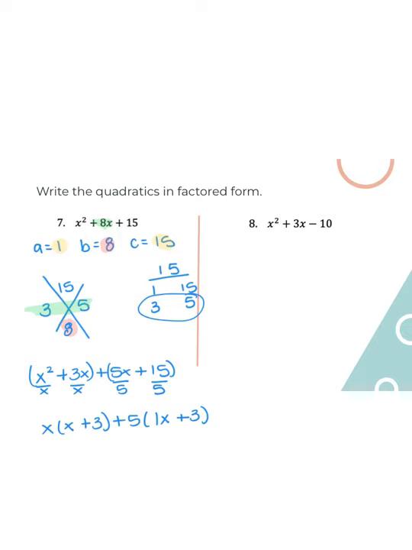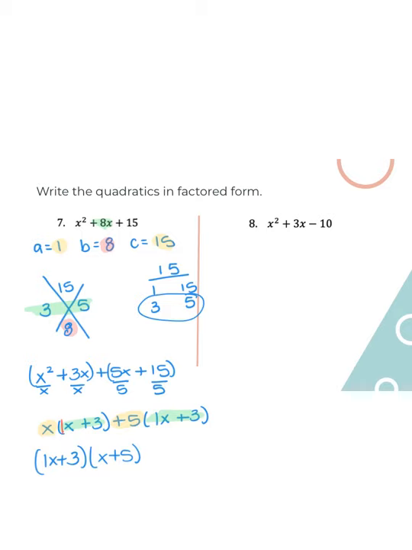So now I'm going to look, do my insides match? So I have x plus 3 here and 1x plus 3. Remember, even if it's not showing, you do have a 1 out front. So yes, our insides do match. So I'm going to rewrite that, 1x plus 3, put it in parentheses. And then I'm going to take the outsides, so this x plus 5. And that is going to go right next to it, x plus 5.